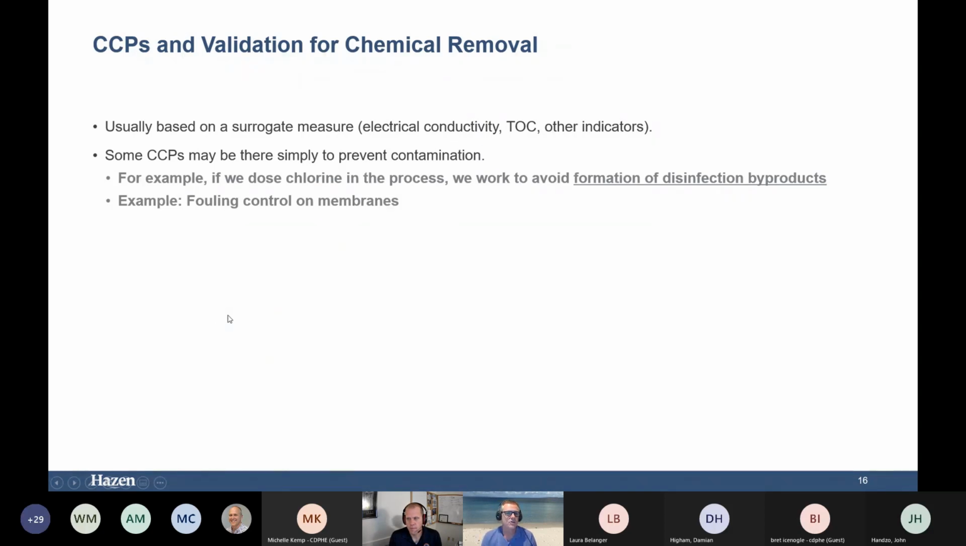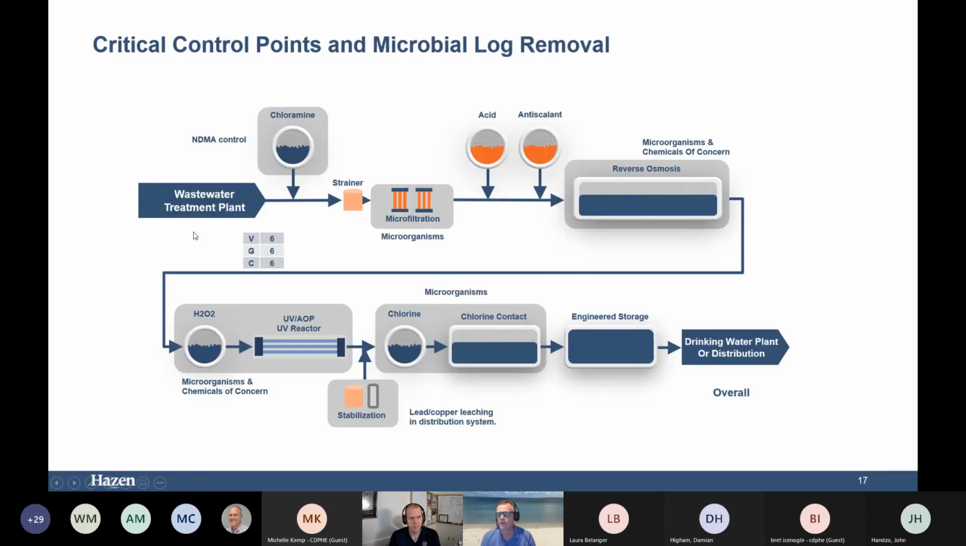But if we don't dose those correctly, if we overdose or if we don't get our order of dosing correct, we can form disinfection byproducts, so we can create a hazard. So while this is used for fouling control on the membranes, which is an operational issue, that's not a health issue directly, the formation of disinfection byproducts does present a risk. And so we identify a critical control point around that process to mitigate and minimize the risk of that contamination.